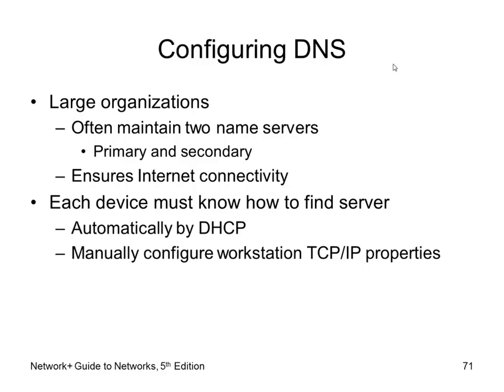That basically ensures connectivity. If one goes down, you've got the other. You always want some sort of redundancy on your network. Each device must know how to find the other. It can be done automatically through DHCP, or it can be manually configured. So we all know how to find the DNS servers because we looked in DHCP.